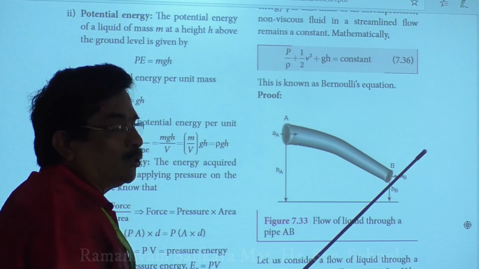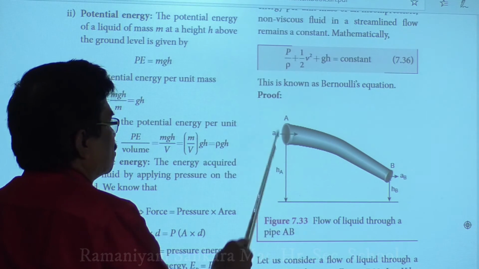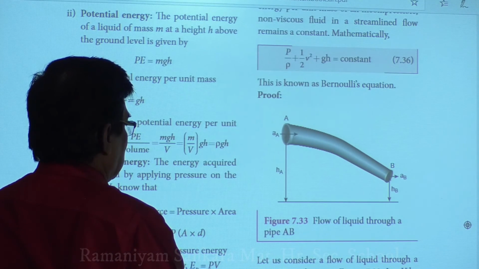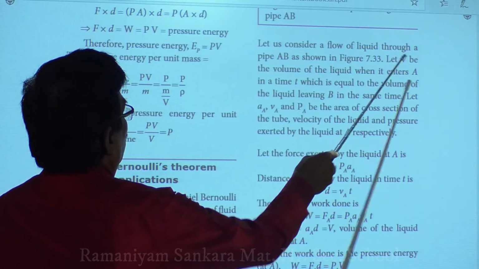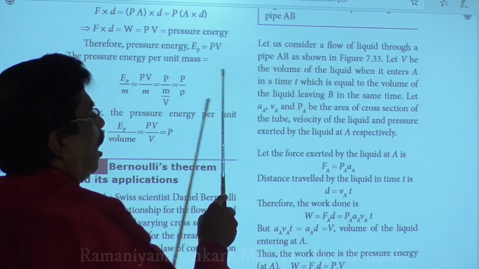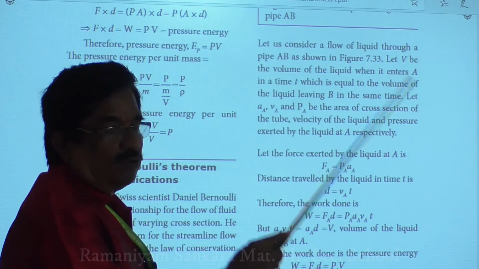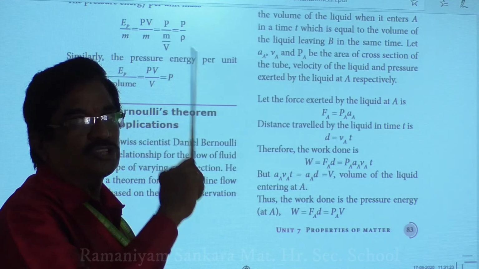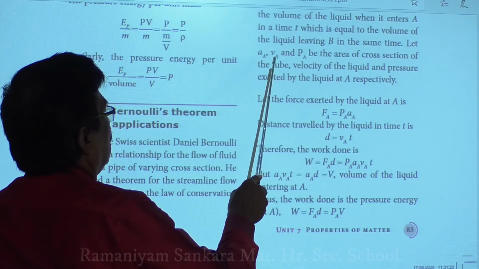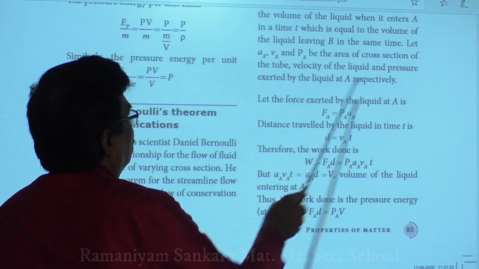Now see the diagram. I told you already, first you should draw the diagram. Here the area of cross section is greater, and here the area of cross section is smaller. Height is measured from the horizontal, from the table. Flow of liquid through a pipe: let us consider a flow of liquid through a pipe AB. Let V be the volume of the liquid when it enters A, for example 1 liter or 10 liters. Even though 10 liters is entering, 10 liters will go out. Let A be the area of cross section, V the speed, and P the pressure of the liquid at A.